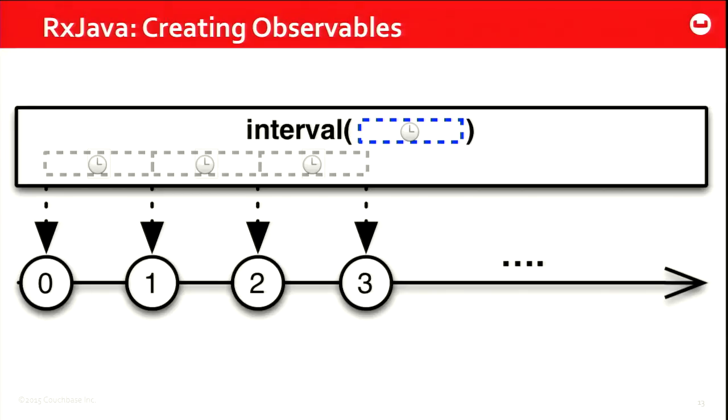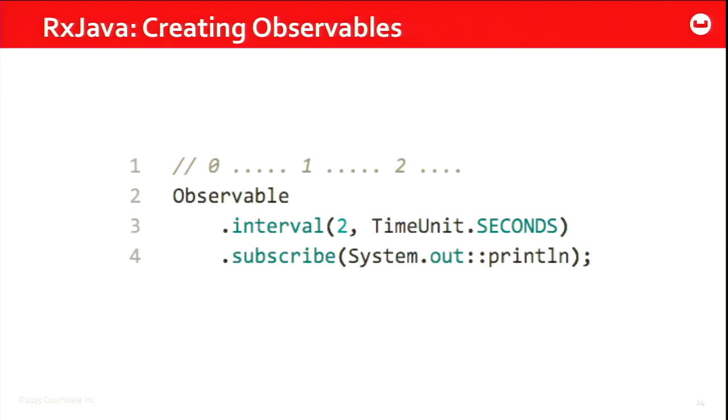Another factory method is called interval. So you can emit items into your observable at a given interval. Here, for example, every second, it would emit an item into the observable, and then you can react to it. So for example, we say observable.interval, and then 2 seconds, and then we subscribe to it.